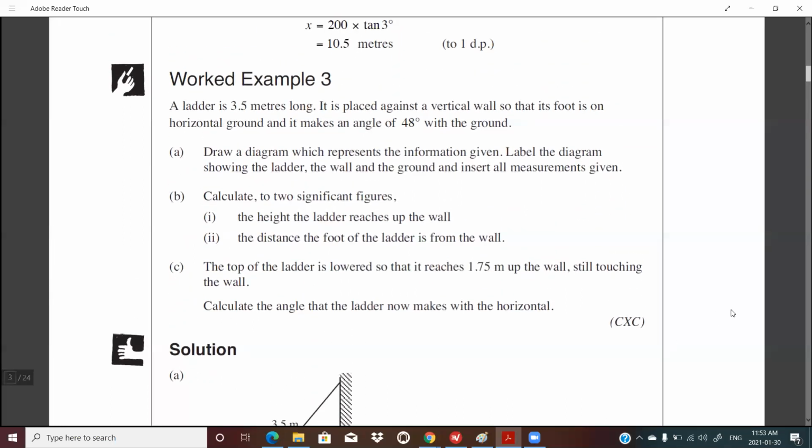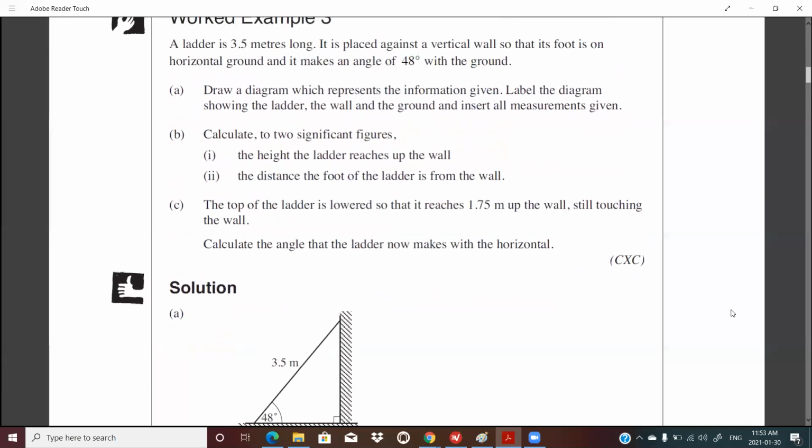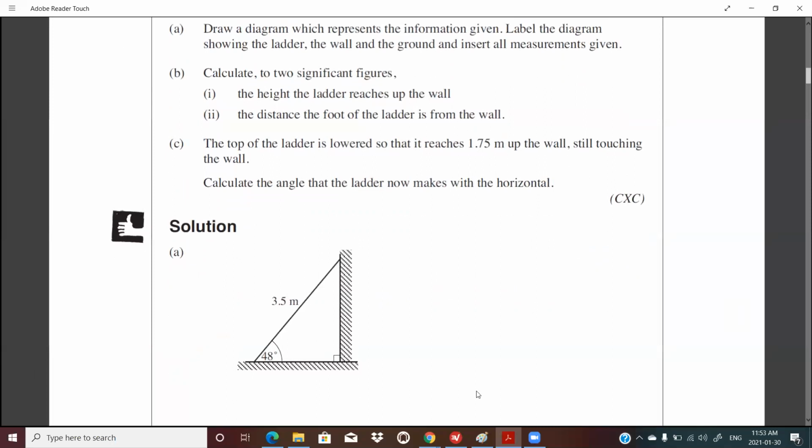Then it says what? Draw a diagram which represents the information given. Label the diagram showing the ladder, the wall, and the ground, and insert all measurements given. So here, that's the diagram. Calculate to two significant figures the height the ladder reaches up the wall. So that's on side opposite. So from here to here would be the opposite to the angle.